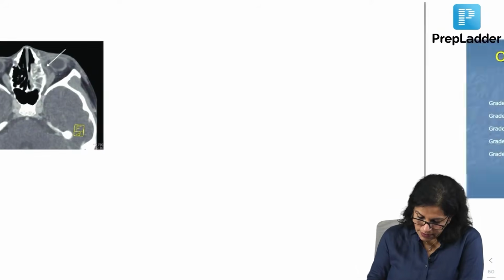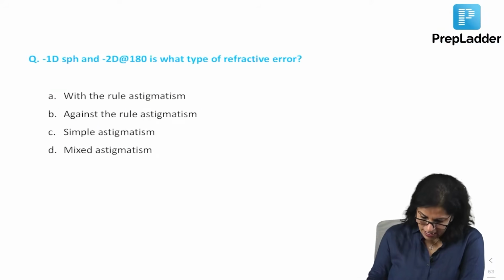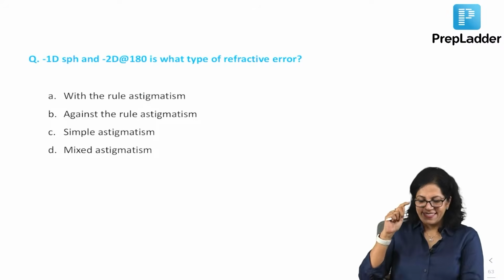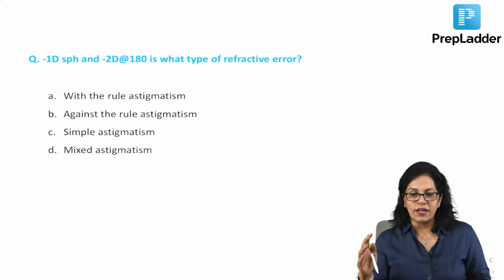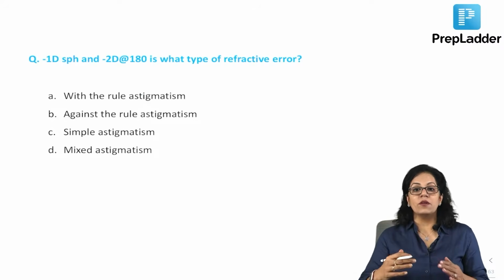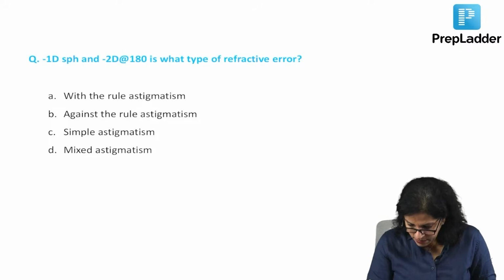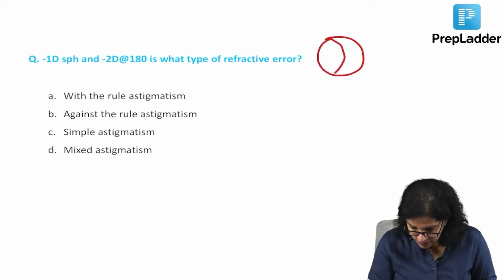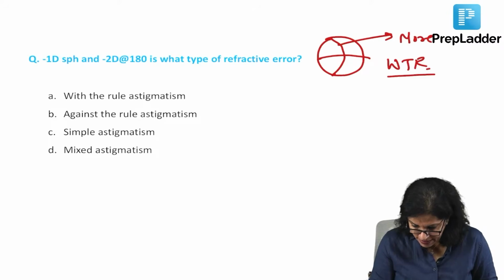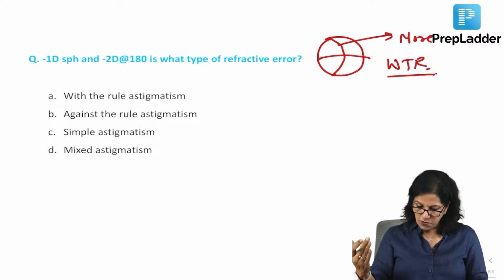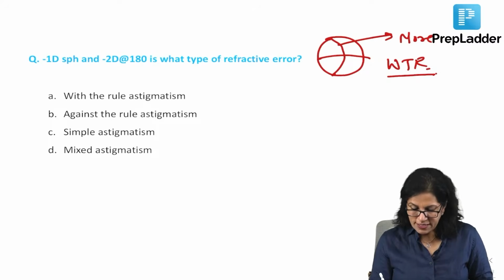We next talk about, so we come to this one. How do you solve this? Is it with the rule or against the rule? Everybody remembers what is with the rule? When vertical is more than horizontal, when this is more, we call it with the rule astigmatism, and just the opposite is against the rule. So this is what you have to answer here.